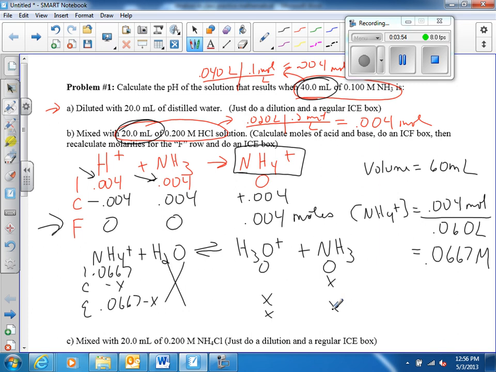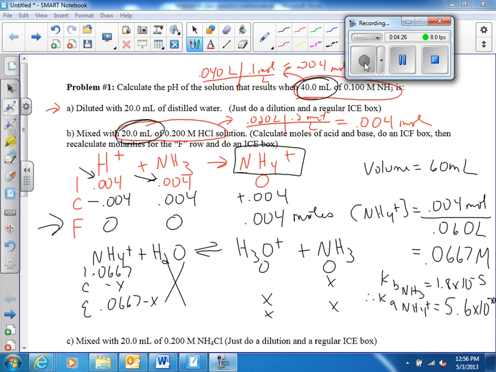Oh, we need the Ka. So we had the Kb. It was in your notes from a few days ago. We know that the Kb for NH3 is 1.8 times 10 to the minus 5. Therefore, the Ka for NH4+ is 10 to the minus 14 divided by the Kb. And I'm pretty sure it's 5.6 times 10 to the minus 10. Let me check that. All right, that was correct.